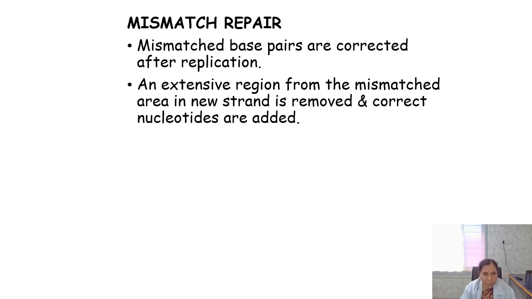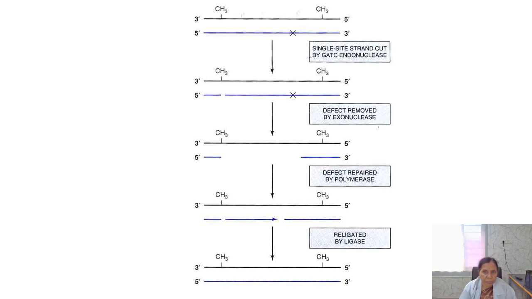Regarding mismatch repair, mismatched base pairs are corrected after replication. An extensive region from the mismatched area is the new strand. The new strand is removed and correct nucleotides are added. Here, a single strand cut is made by an endonuclease.